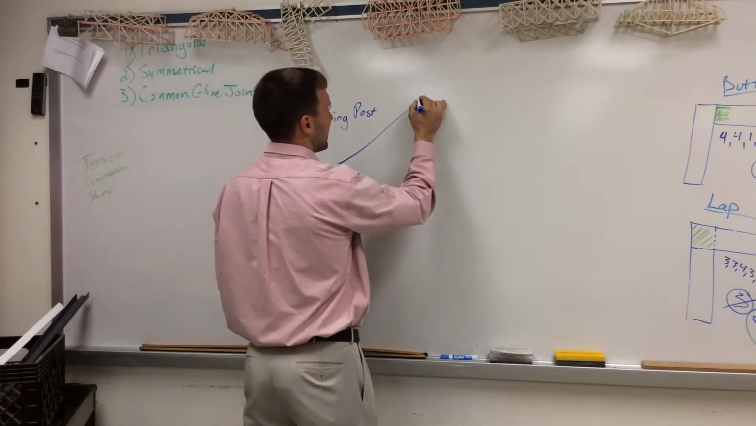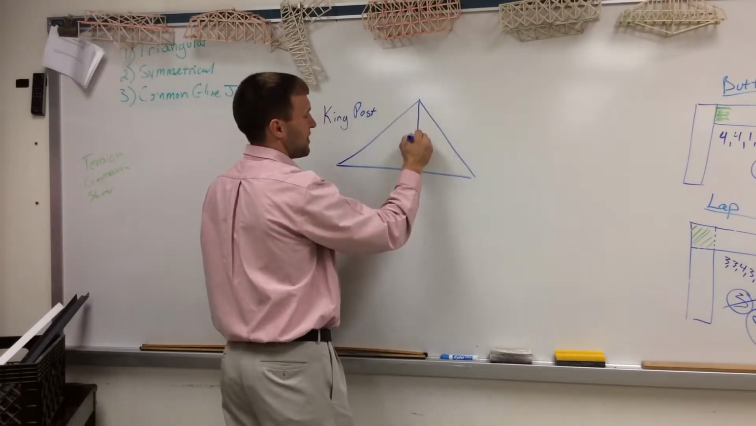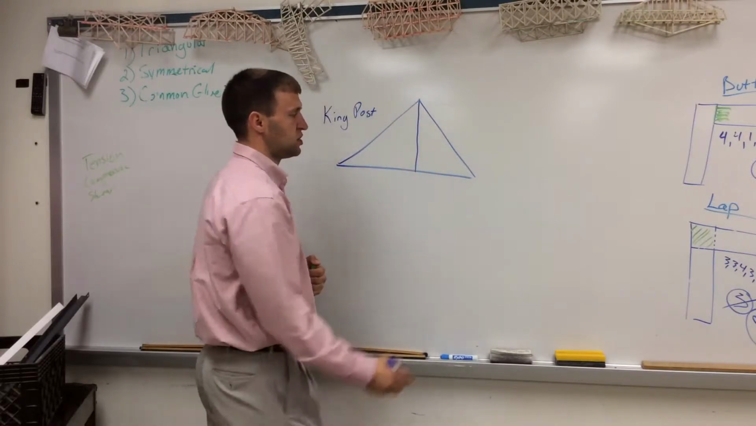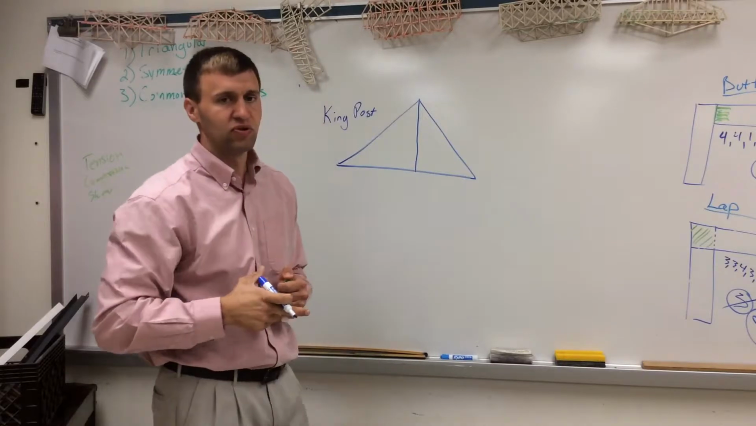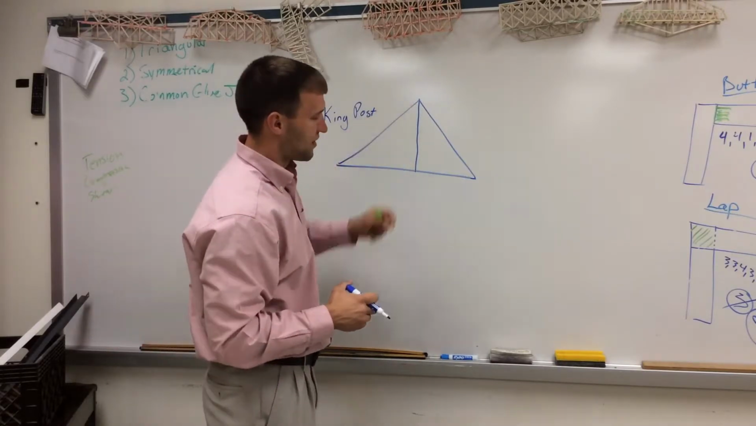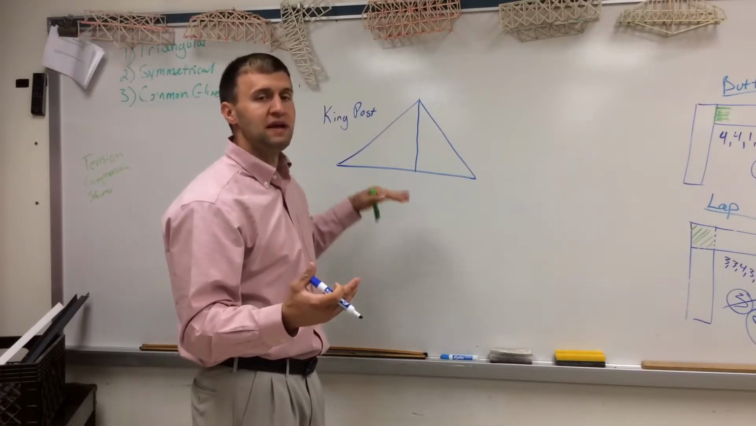King post is a simple triangle. It gets its name from having that one triangle broken into two smaller triangles, and that's where the king post name comes from, that central structural element right down the middle. Are we done with the king post? You could be done at this point.